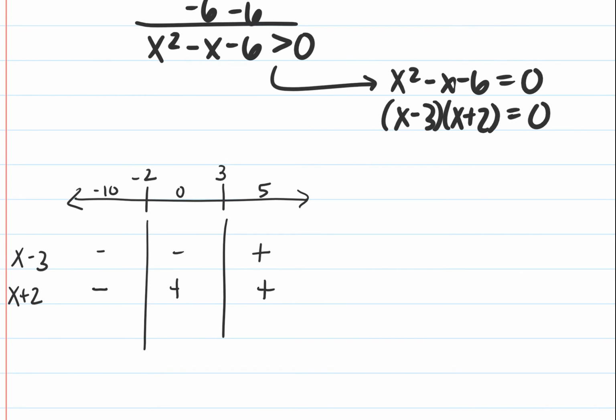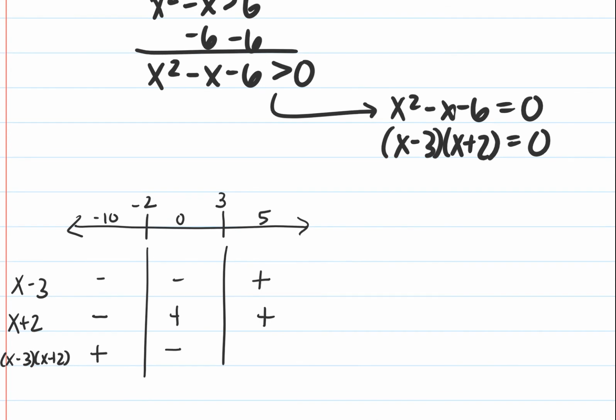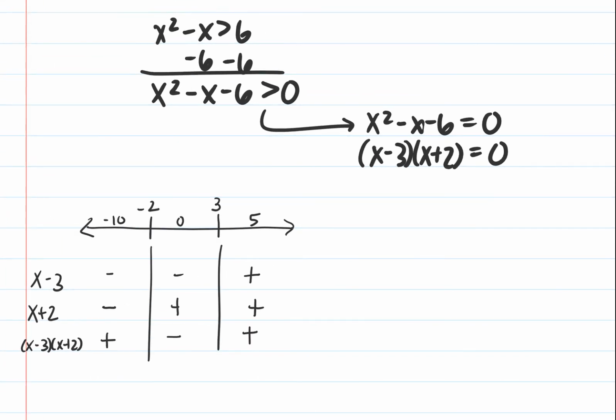And now maybe all this feels a little bit tedious, but here's the beauty. If we know that x minus 3 is negative and x plus 2 is negative, then their product is positive, because a negative times a negative is positive. Likewise, a negative times a positive is negative, and a positive times a positive is positive.